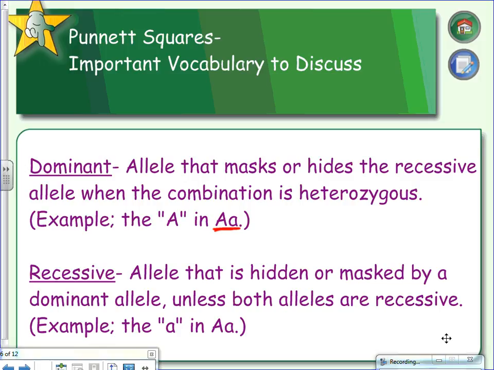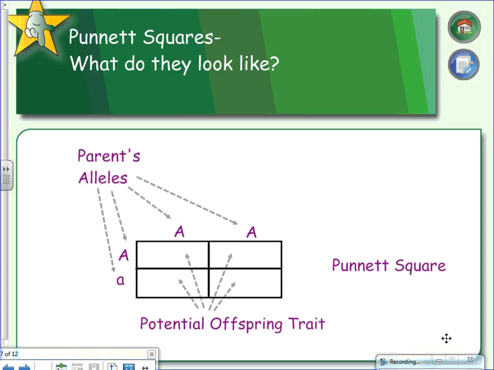Okay, I know that was a lot. Feel free to pause the video, take notes, and go back whenever you need to. Okay. We've got all the vocab down. We're going to go do the work. So here's what the Punnett square looks like. Notice I said we were doing the 4 boxes. So we've got a 1, 2, 3, 4 box Punnett square. The parent alleles, one goes on top, and then the other one goes on the side. So this is how you're going to set up your Punnett square.